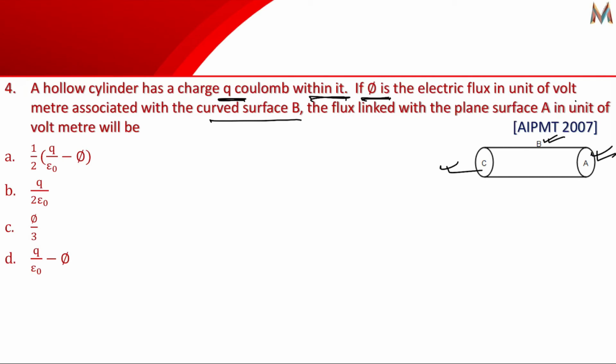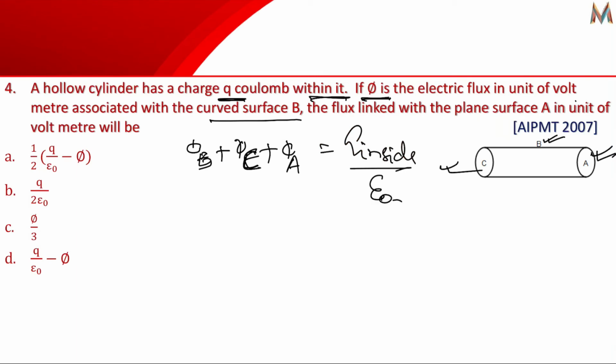So, if we take this hollow cylinder as a Gaussian surface, then we can write that the total flux, phi B plus phi C plus phi A, that is flux through B, flux through C and flux through A, all that will be equal to q inside upon epsilon naught. This we have done by applying Gauss theorem.